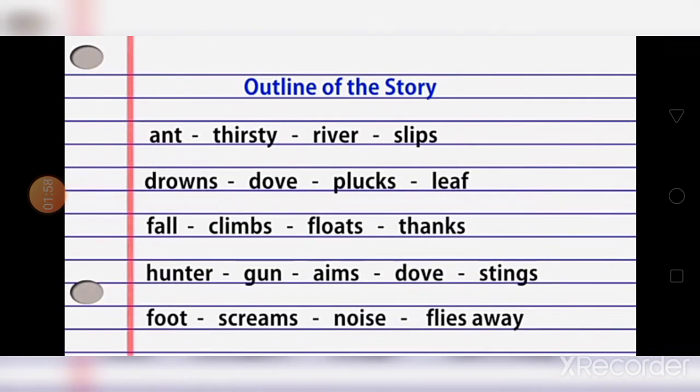Now see, the outline is given here. Ant, thirsty, river, sleeps, drowns, dove, plucks, leaf, fall, climbs, floats, tanks, hunter, gun, aims, dove, stings, foot, screams, noise. Last one is flies away.